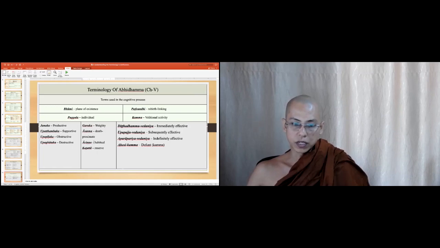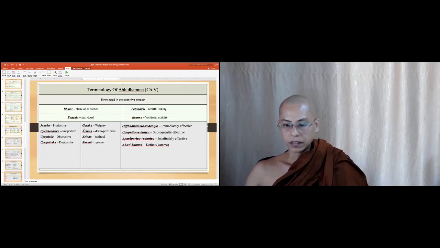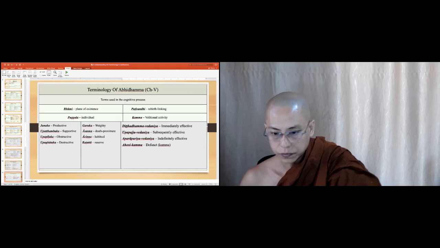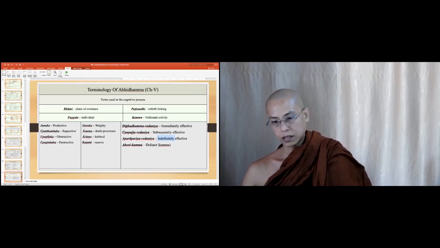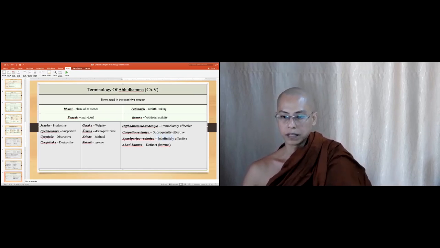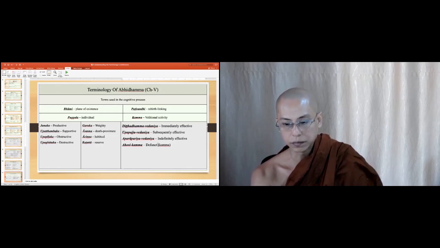The Ajina Karma is habitual. So it's habitual, usually done in your daily life, Ajina Karma. And Katata Karma, so reserved, is not different. So here I drop C. Okay, so Data Dhamma Vedaniya, and Data Dhamma is in the present time. That's why it's immediately effective. Upapaja Vedaniya, subsequently, so in the second life, the karma produces its result. Then Aprapriya Vedaniya is indefinitely, so from the third life. After the second life, the third life starts from that moment up to the attainment of Nibbana. This type of karma follows. This is called Aprapriya Vedaniya. Ahosi karma is defunct. It becomes out of date.